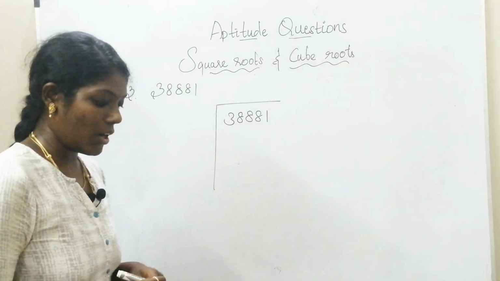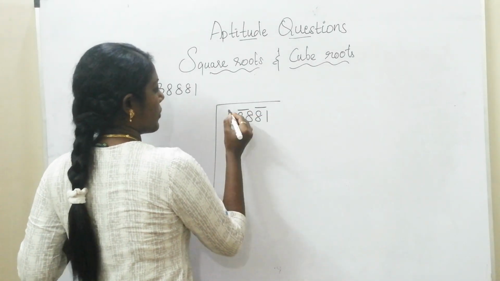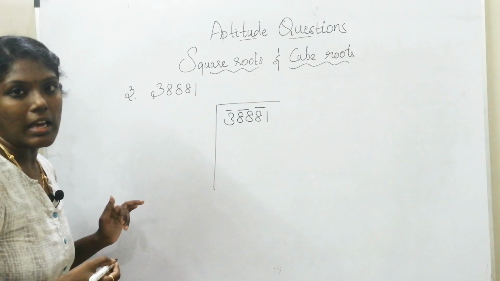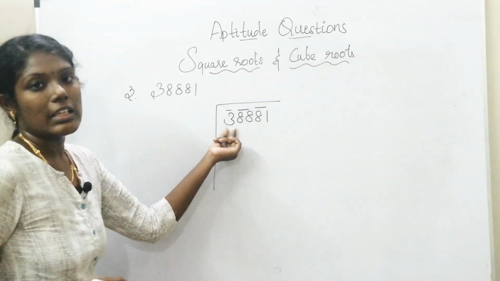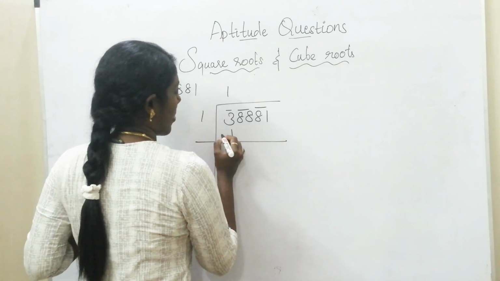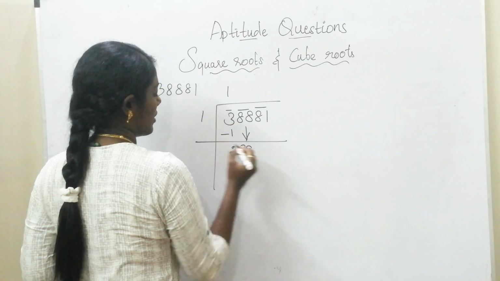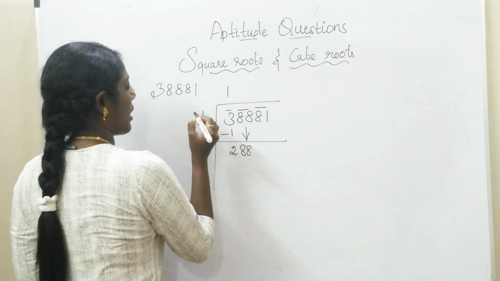So I started finding out the square root, and I am going to segregate from the last, as I told, that I will pair from the last. Now the first pair is 3, the nearest square is 1, so 1 ones are 1. Subtracting it is 2, and I am bringing out the next set together.